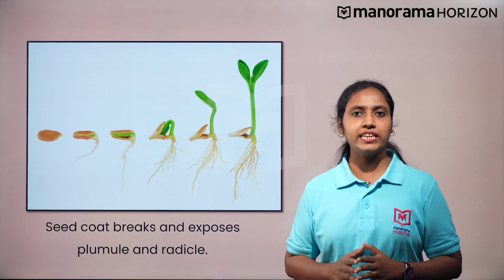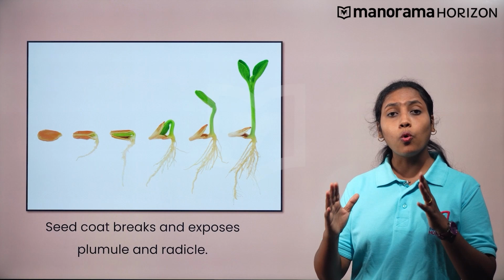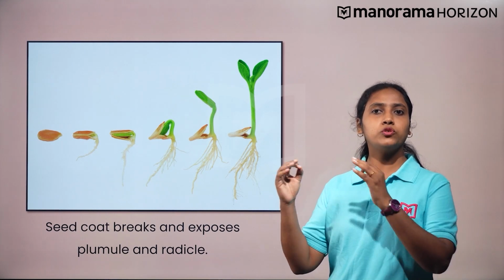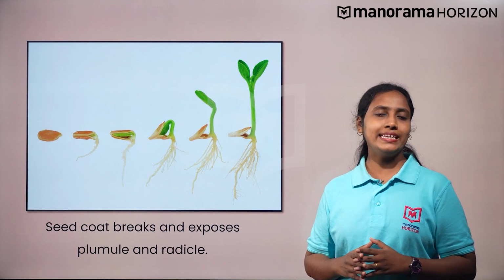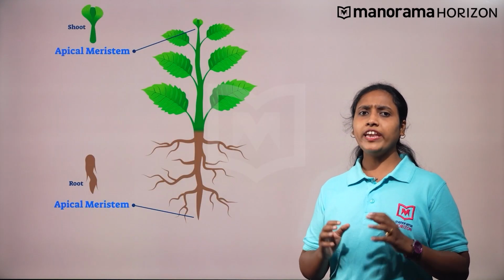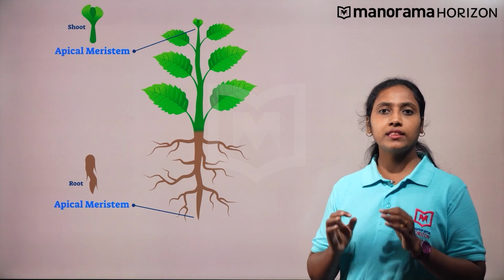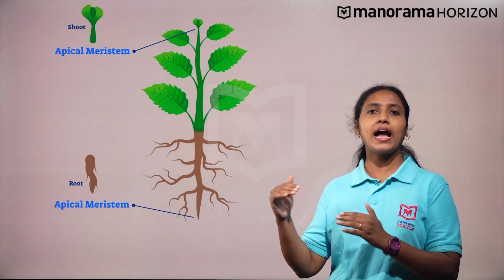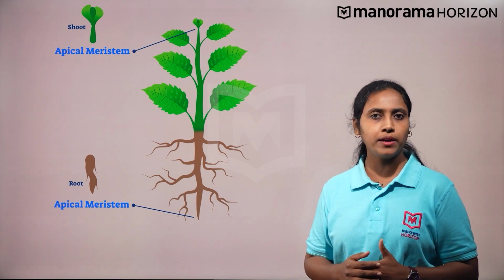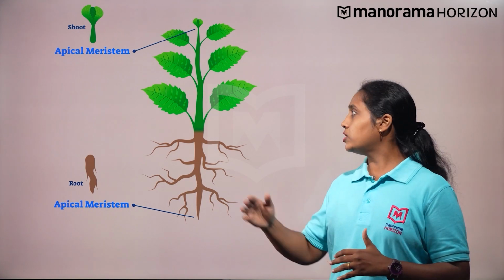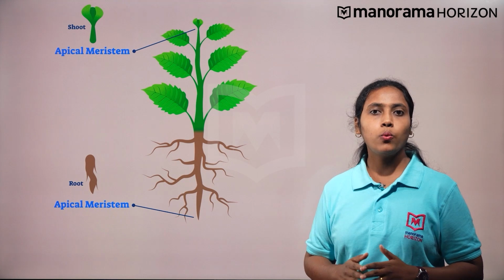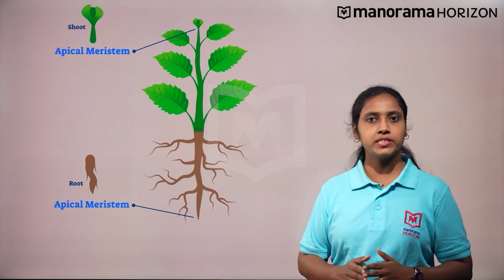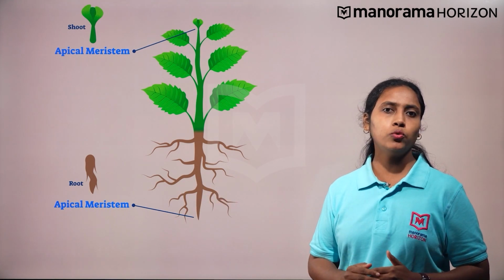How does this change take place? What makes them give rise to shoot and root? Let's learn about them in detail. We know that meristems are the tissues that help to add new cells into the plant body. Shoot apical meristem adds cells in the shoot, whereas root apical meristem adds cells in the root.